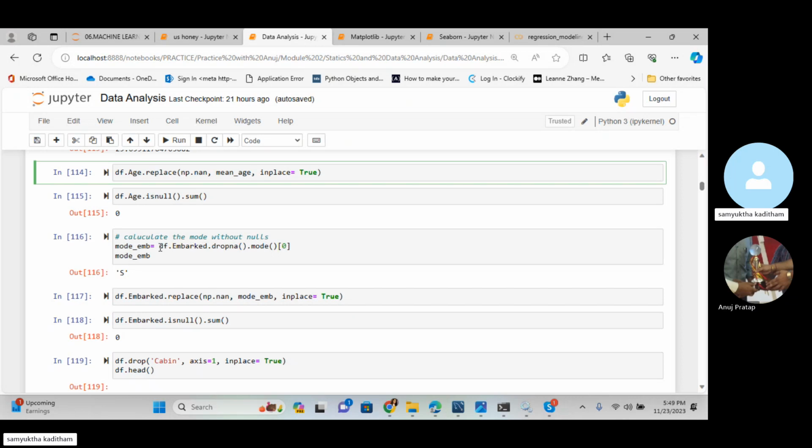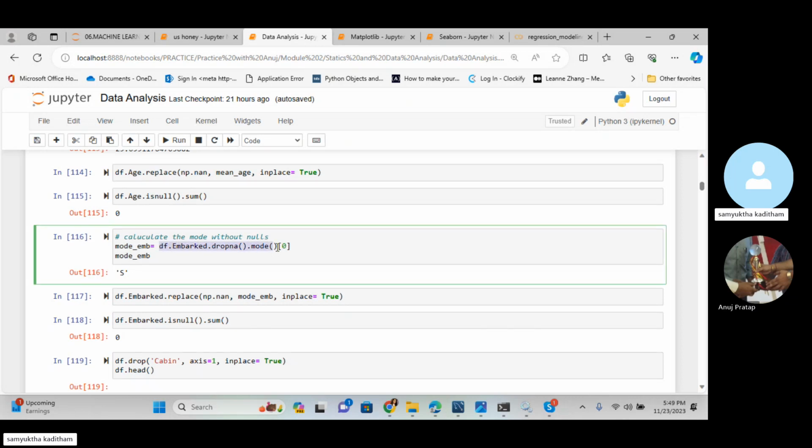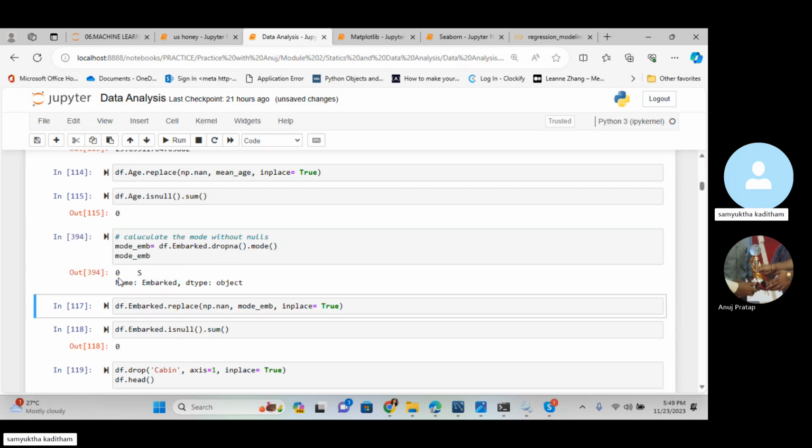So we have to check. We have to take the mode. I'd say mode is S. Why are we using zero? Without zero, it will give this one. So we need only S, right? We have to extract this S, otherwise we can't replace with it.